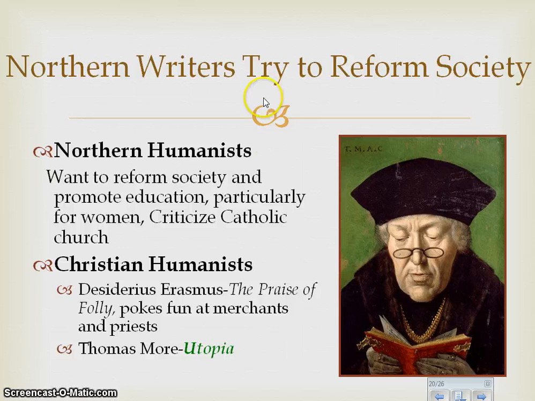Northern writers trying to reform. So we have the Northern humanists and we have Christian humanists. Now, what these humanists are doing in the North is they're mostly criticizing the Catholic Church. The Catholic Church has lost a lot of power since the Middle Ages, and it is because of these humanists. They are starting to look at Christianity and the church, and they're starting to call out the church, who are doing sort of bad things, such as taking peasants' money.